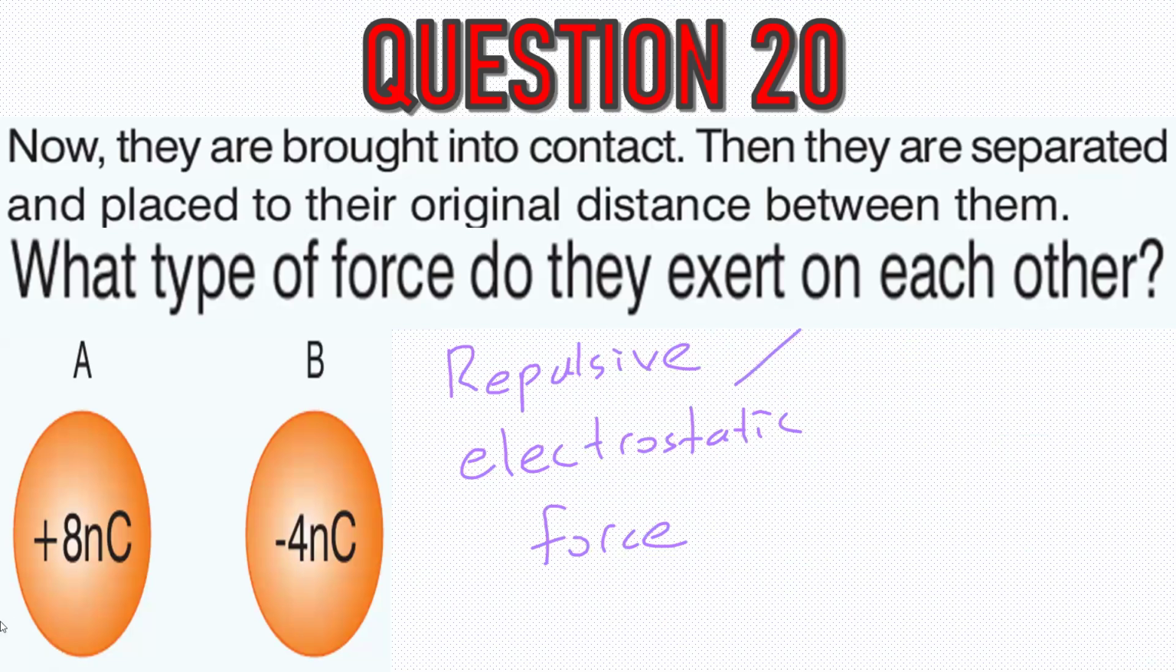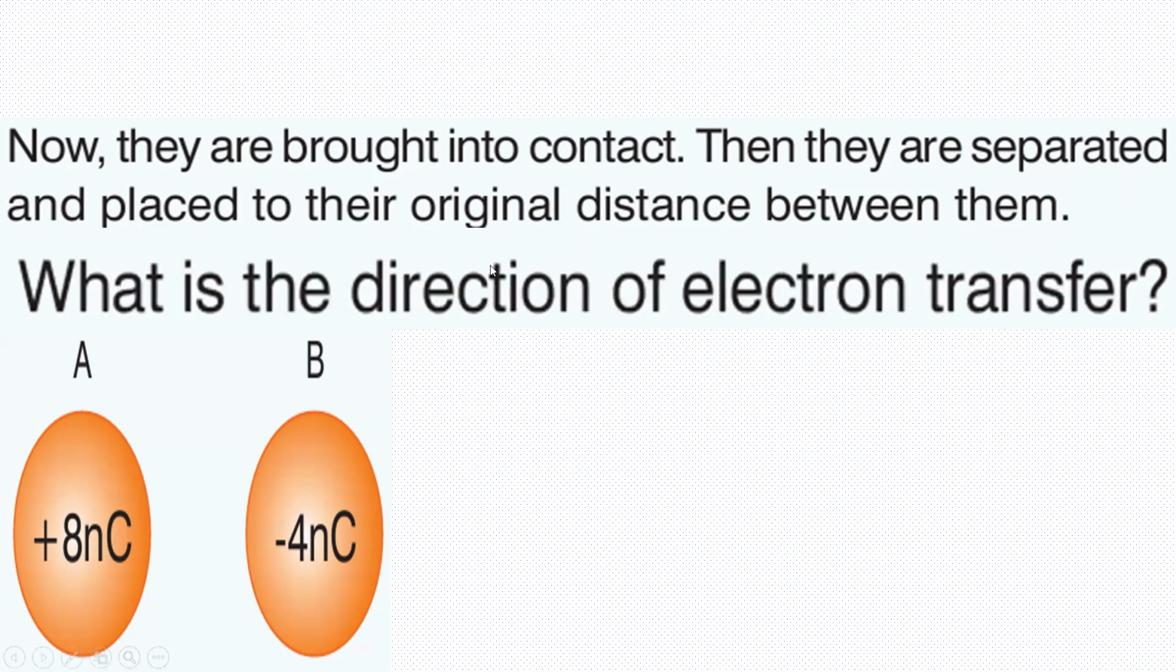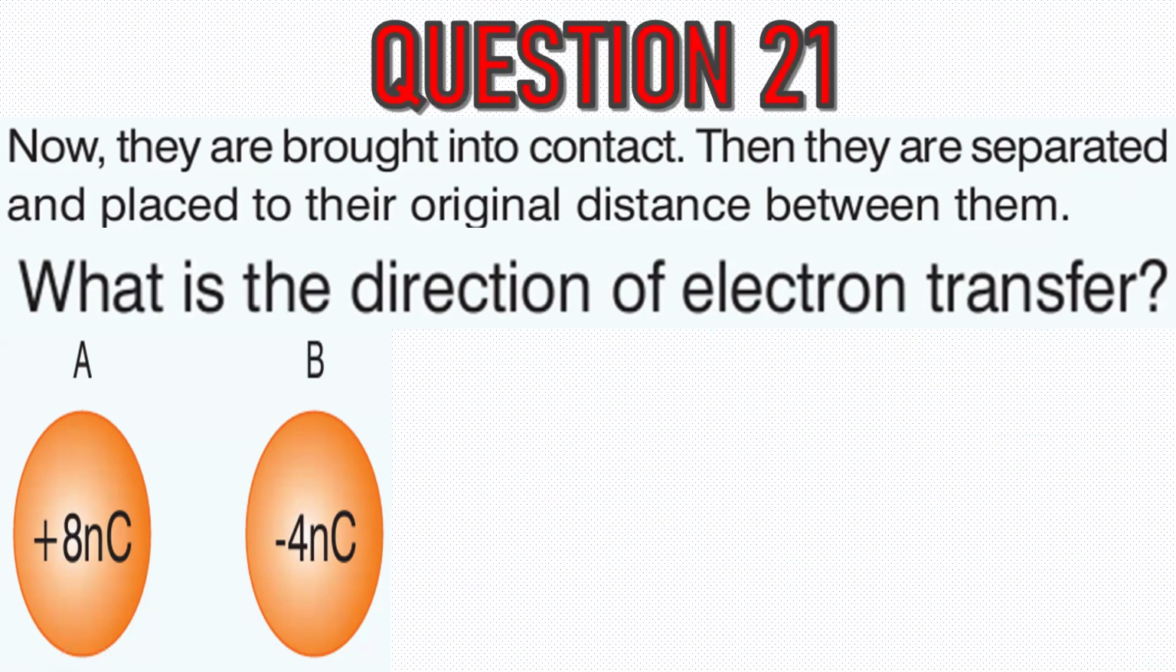All right, we have done question 20. Question 21, let's see what they ask. What's the direction of electron transfer? Yes, another point is here. What's the direction of electron transfer for question 21? Please try. A to B or B to A. Direction of electron transfer. Please write down your answer.